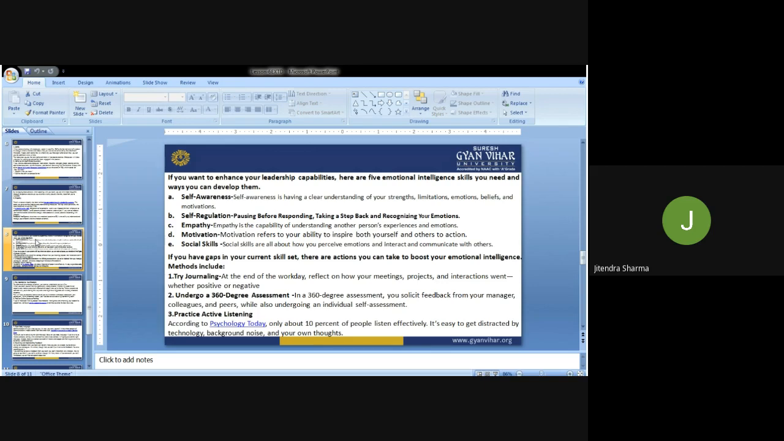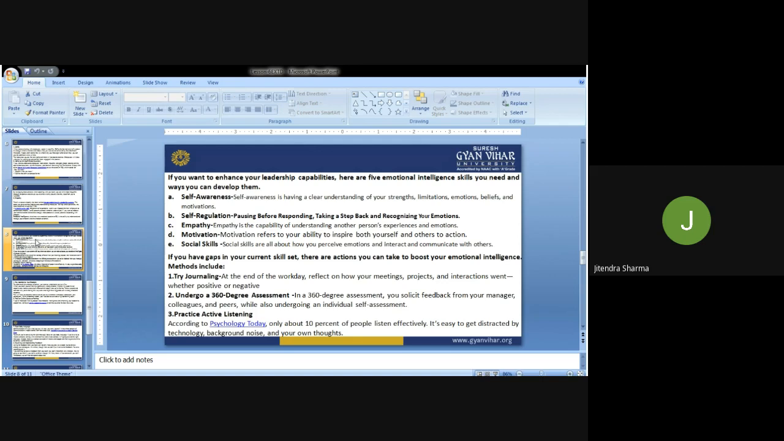Then the social skills. Social skills are all about how you perceive emotions and interact and communicate with others. You have to open the door for all. You should provide opportunity for a personal touch, that interpersonal relationship, from top to bottom, where people feel that you are working and thinking for them. That kind of social skill is difficult to develop if you are an introvert. So a leader who wants to develop emotional intelligence skills for good leadership capabilities has to develop these social skills.